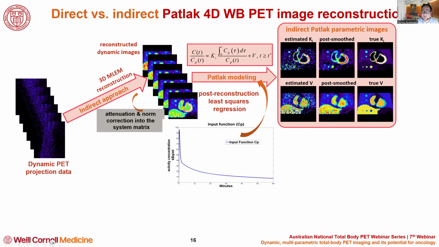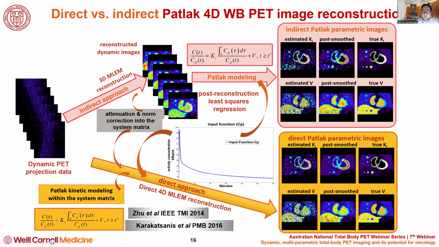And here's a comparison in a simulation study where we, of course, know the true Ki and the true distribution volume, and you can see how it compares against the actual noisy data, the estimated and the post-smoothed images. You can see that the data are pretty noisy, and sometimes we even get false positive indications because of the high noise.